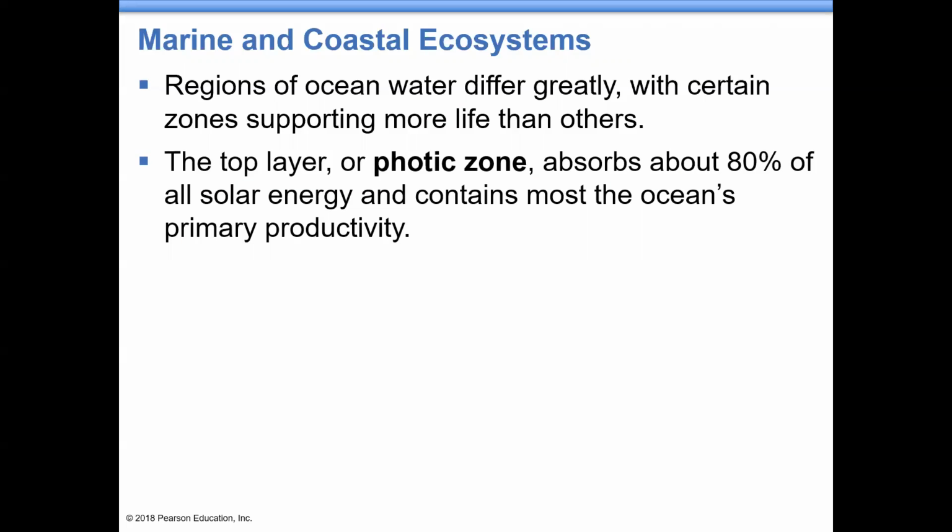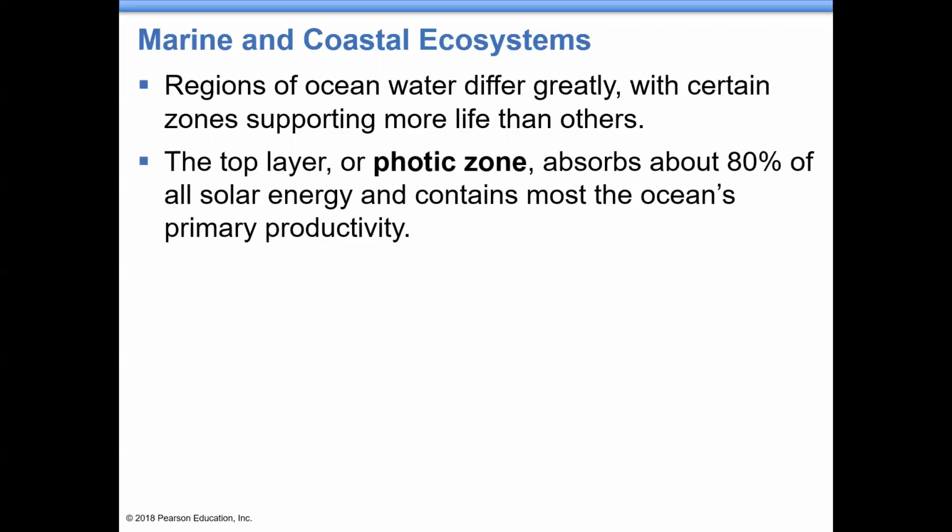Just like with lakes, we divide the ocean into separate layers. So the top layer of the ocean near the surface we call the photic zone. And you can see that prefix photo, you should think light. The photic zone is the area where sun can penetrate. So the photic zone is where most of the photosynthesis is going to occur in the ocean. That's where those photosynthetic organisms are going to be.